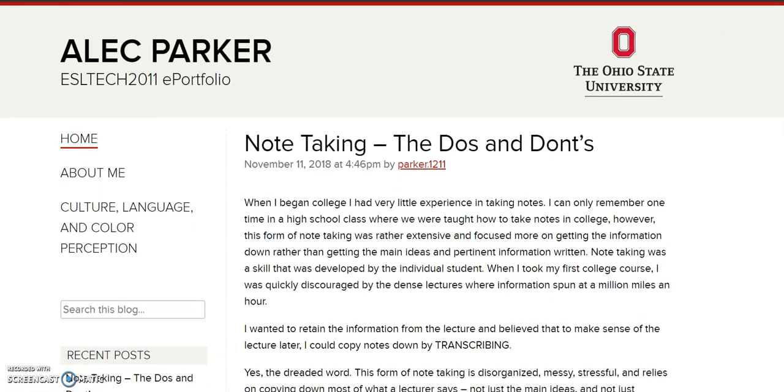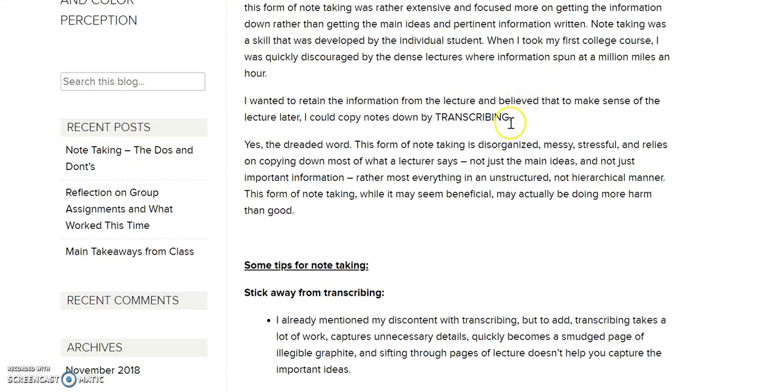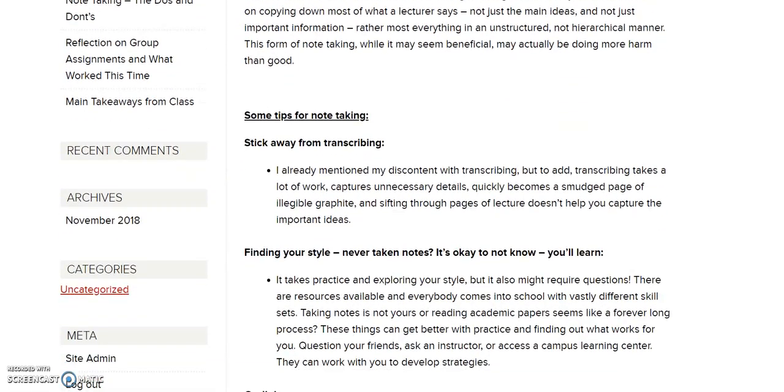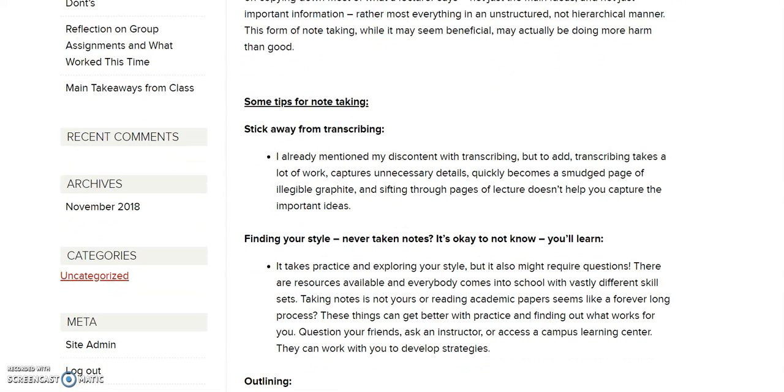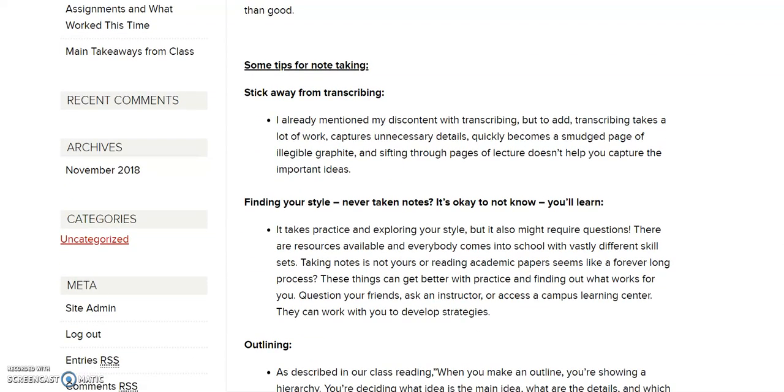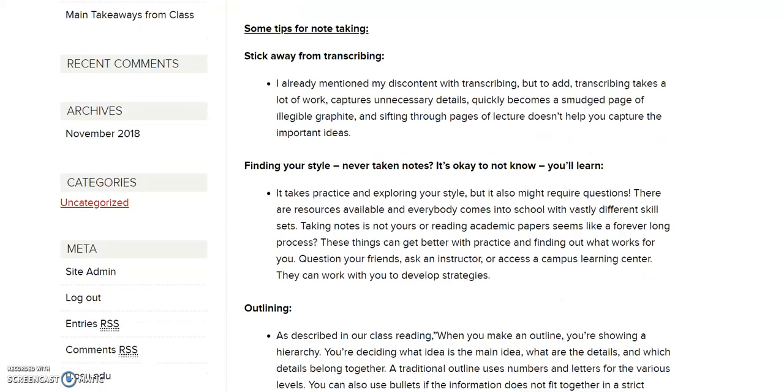Alright, so the do's and don'ts of note-taking. My biggest thing with note-taking is transcribing, where you write everything down that the professor says. I think that this is just a waste of time, it's disorganized, and misses the main idea. So I have some tips to better take notes, and again, stay away from transcribing and work on finding your style. There's plenty of styles out there, but you want to do what's most comfortable for you. So ask a friend, a professor, go to an academic center, and experiment for yourself.